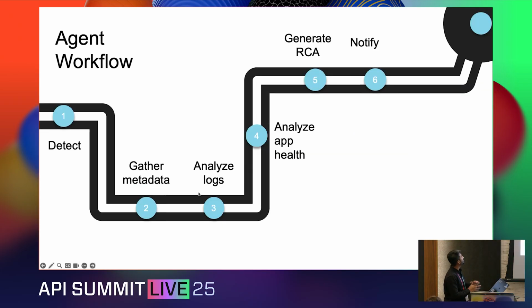Yeah, so this is the agent's workflow over here. The first step is detection. It detects through webhook events. The agent listens to Grafana alerts on a webhook endpoint. Whenever it detects one, it starts the RCA process.